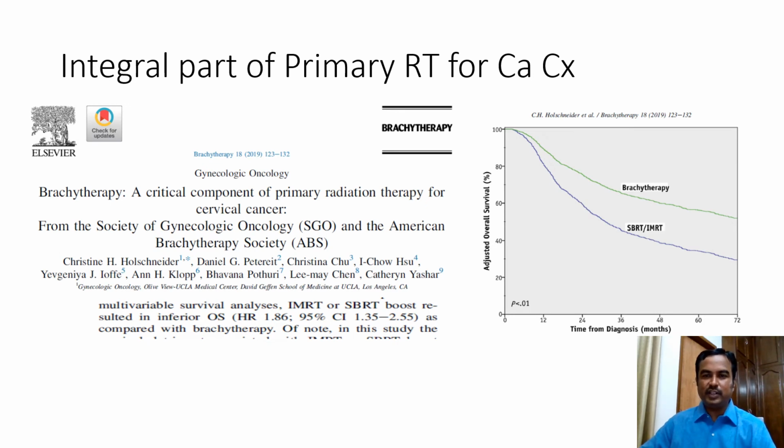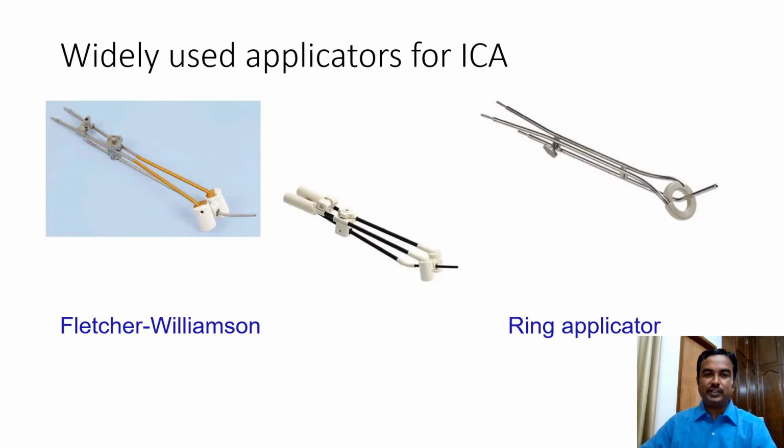So though in certain places the role of brachytherapy and brachytherapy applications is coming down, this paper clearly says the role of brachytherapy in the treatment of cancer, and it helps in increasing the overall survival significantly. So this slide shows the applicators widely used for the brachytherapy treatment. So one is a Fletcher-Williamson, the other one is a ring applicator.